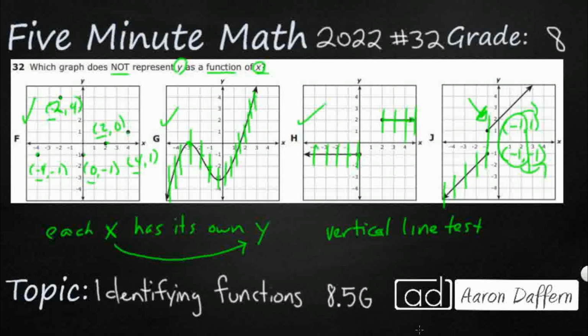That's what we need. And so since this does not pass the vertical line test, this is not going to be a function. Everything else is fine. All it has to do is break it once. But once it breaks that vertical line test, that is not a function because each x needs to lead to one y. And the answer is J.